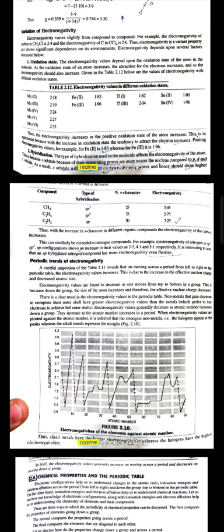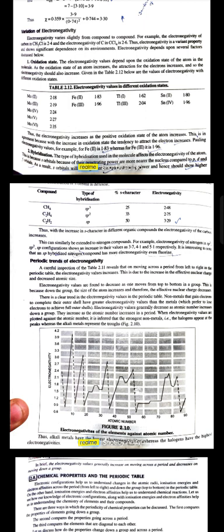Periodic trends of electronegativity. A careful inspection of table 2.11 reveals that on moving across a period from left to right in the periodic table, the electronegativity values increase. This is due to increase in the effective nuclear charge and decrease in atomic size. Electronegativity values are found to decrease as one moves from top to bottom in a group. This is because down the group the size of an atom increases and therefore the effective nuclear charge decreases.